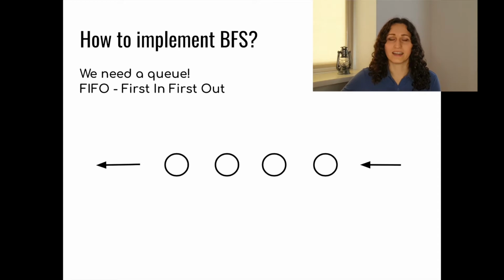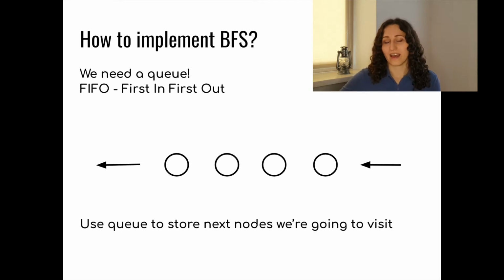So it works exactly like a queue in a supermarket. If you come earlier, you will buy all the necessary things earlier. If you come later, you will buy all the things later and leave the shop also later. And we will use a queue to store next nodes in our graph, which we are going to visit.